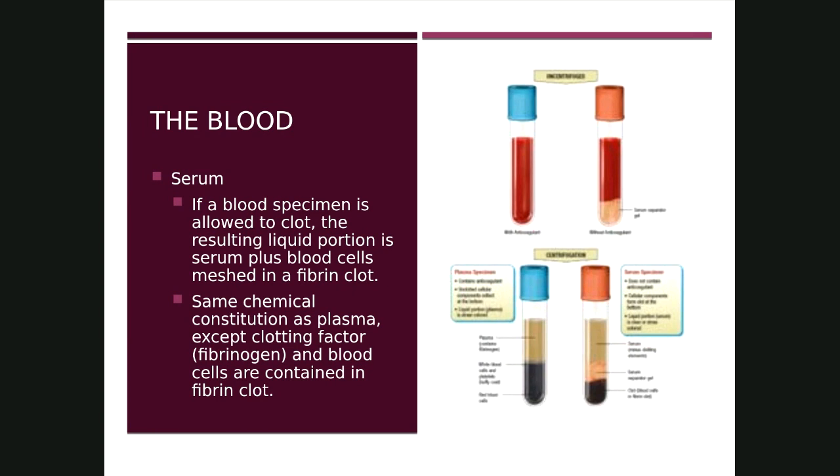A serum specimen does not contain an anticoagulant, so cellular components form a clot at the bottom of the tube, and the liquid portion, referred to as serum, is clear or straw-colored. So serum has no clotting elements; there is the serum gel barrier, and then the clot and blood cells in the fibrin clot are represented at the bottom. This is what distinguishes a serum from a plasma sample. It's primarily based on whether the anticoagulant is present or not present in the test tube.